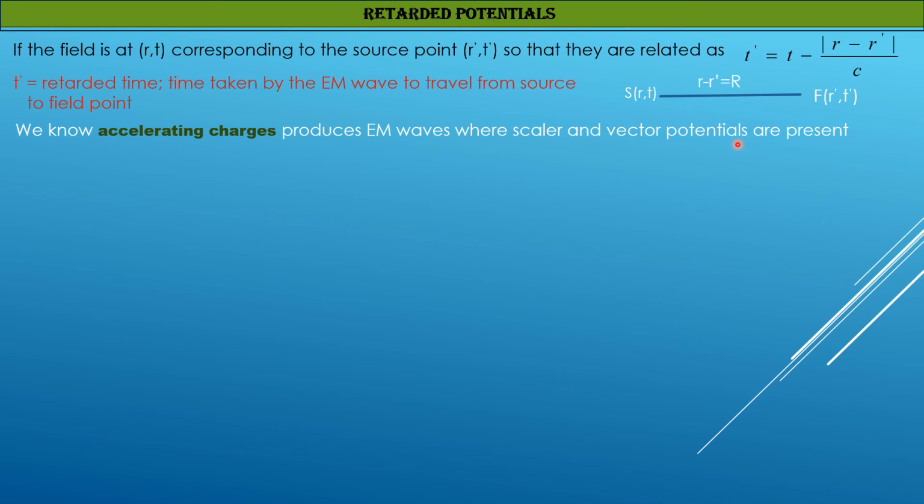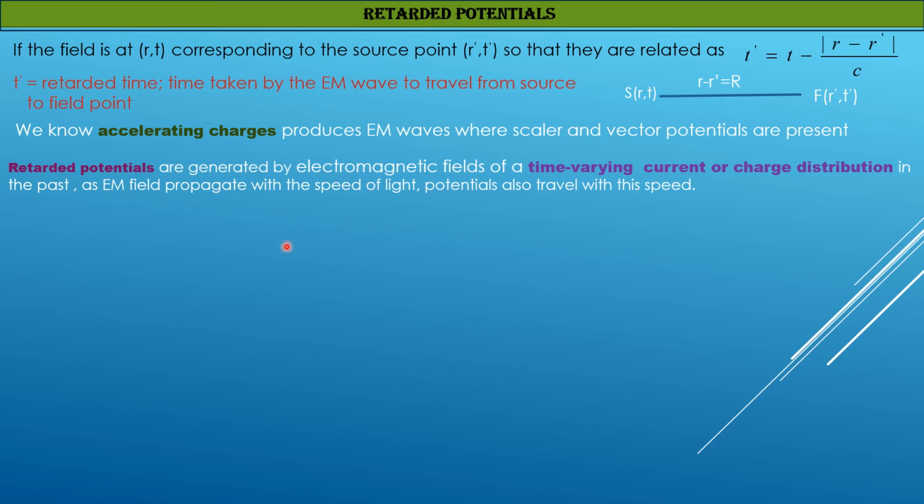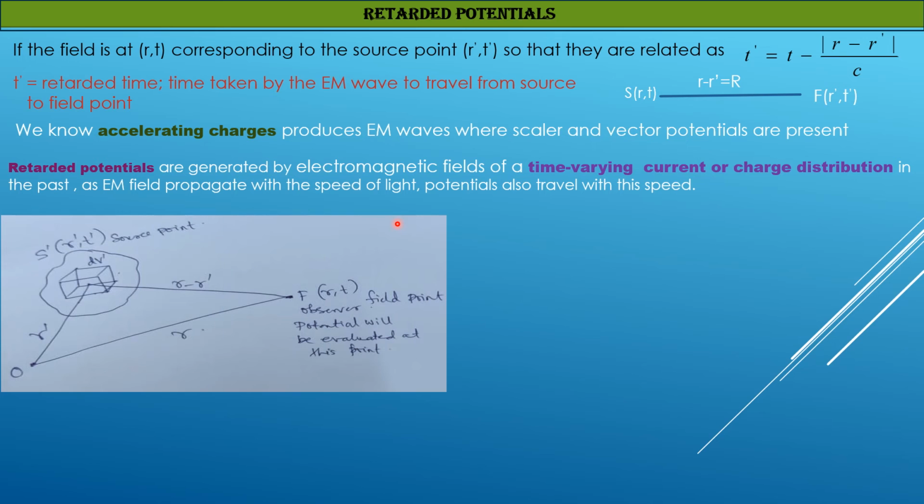We know accelerating charges produce electromagnetic waves, and scalar and vector potentials are also produced. So retarded potentials are generated by the electromagnetic waves of a time-varying charge or current distribution. That means J is dependent on time, and rho is also dependent on time. Actually they have left the point in the past, and as the electromagnetic field propagates with the speed of light, the potentials also travel with that speed. So we get the retarded potential.